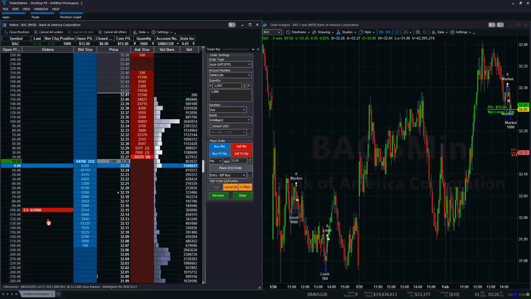Now, how do you cancel an order? Very easy. You take your cursor and put it on top of this red box, which is my pending order, and you can see that I haven't even clicked, and it says right there inside the red, cancel order.